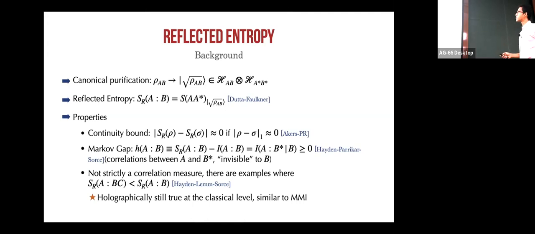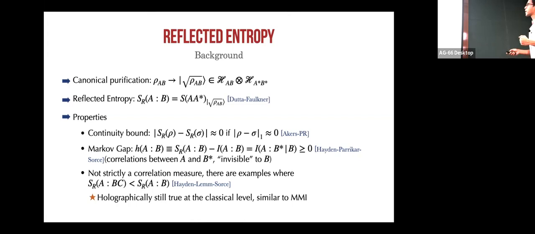In fact, as I said, this quantity was mostly motivated from the holography side. Information theory people usually care about a particular inequality to say that something is strictly a correlation measure, which is that the correlations between region A and BC should be greater than the correlations between A and B. Including another system should not decrease your correlations. But very recently, there was a paper by Patrick Hayden, John Sorce, and Lem, which showed that there are in fact counterexamples where the opposite happens. So this is not strictly a correlation measure.